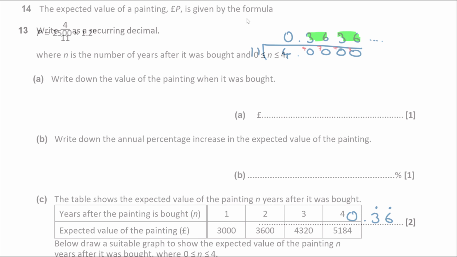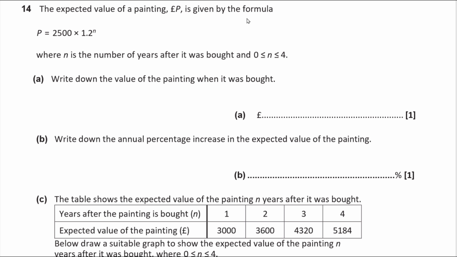Question 14. The expected value of a painting, P, is given by the formula P is 2,500 times 1.2 to the power of n, where n is the number of years after it was bought and 0 is less than or equal to n, which is less than or equal to 4. Okay, so n lies somewhere between 0 and 4. Write down the value of the painting when it was bought.